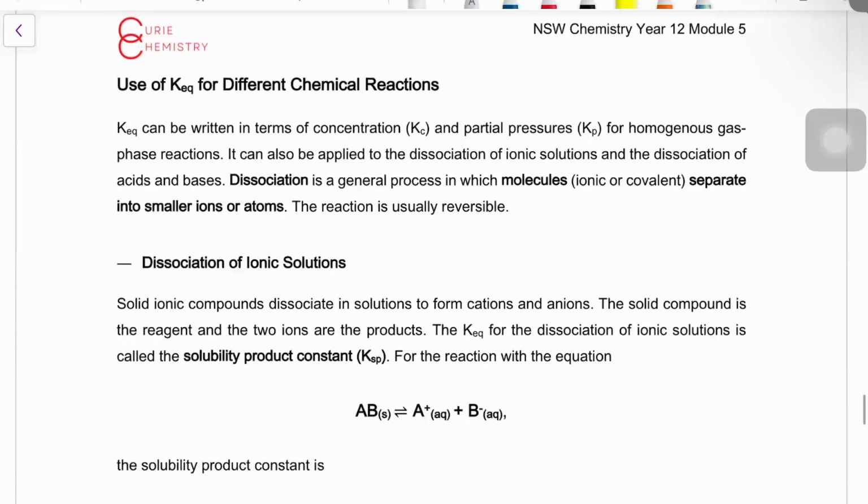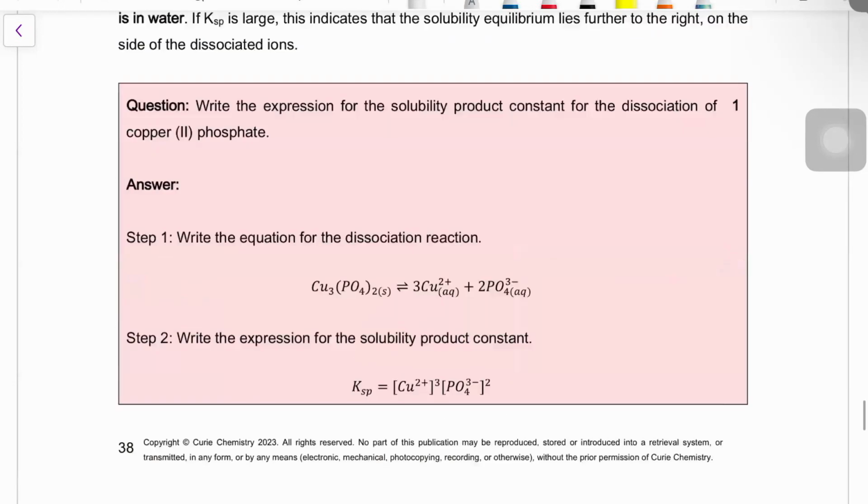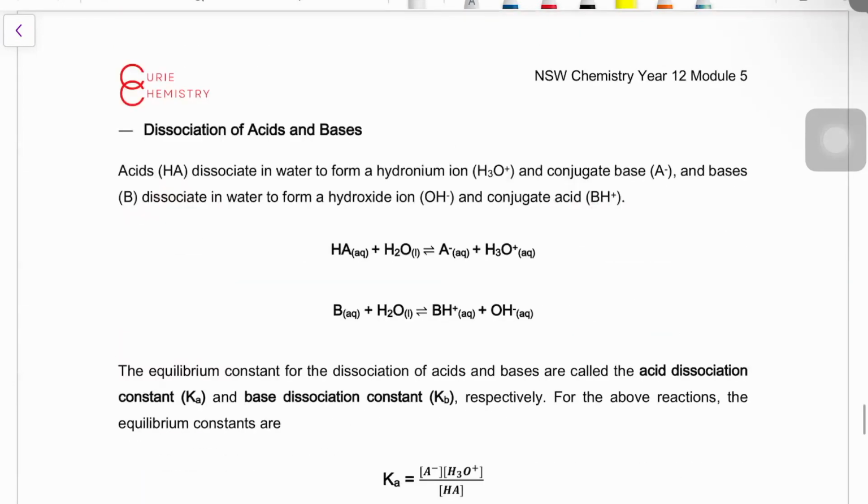K stands for your equilibrium constant. You can apply it to two different kinds of reactions to get a particular K value. The first one is when you're dissociating an acid and a base. You can write the K value for a reaction called the dissociation of an acid and of a base.